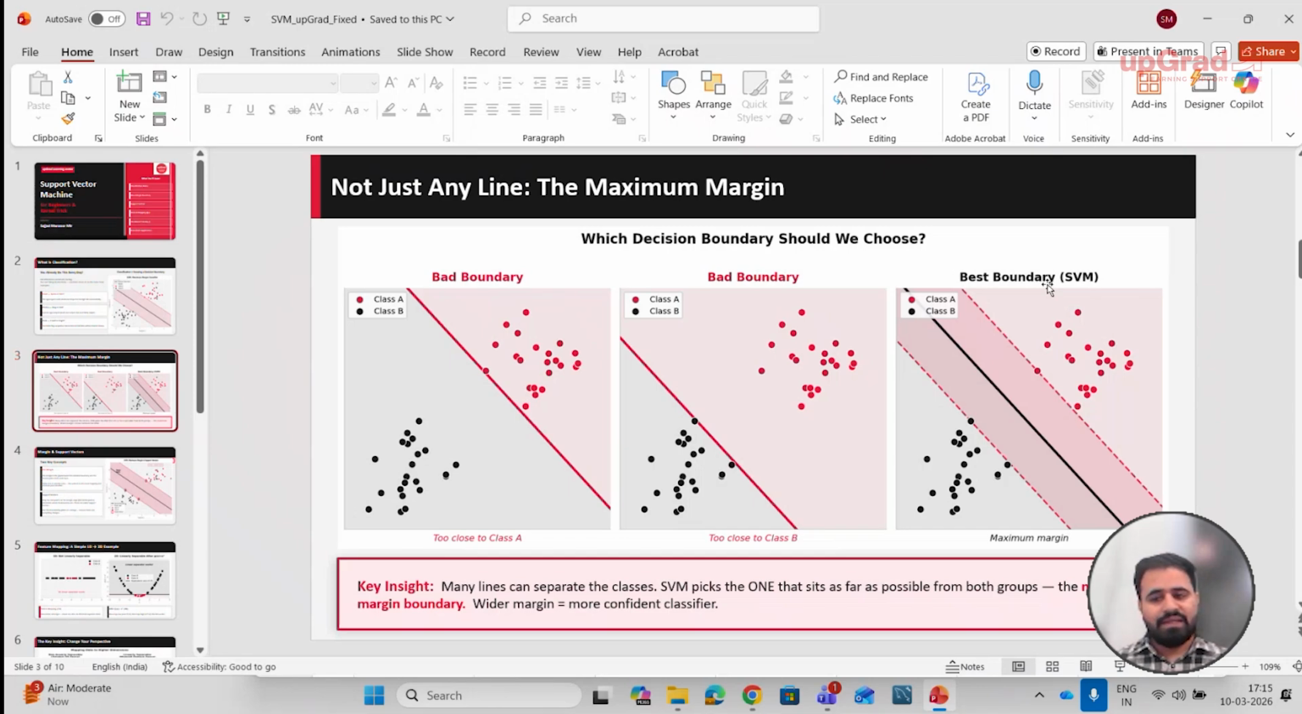The thing is that many lines can separate the classes. This line is also separating the classes, this line is also separating the classes, and the third one, which is our best boundary where we can apply our support vector machine, is also separating the classes. But the SVM will pick the one line which sits as far as possible from both groups. You have to separate both groups so that you can say it has classified your classes properly. That is what we call the maximum margin boundary. When we have a wider margin, you can say your model has given you a better and more confident classification.